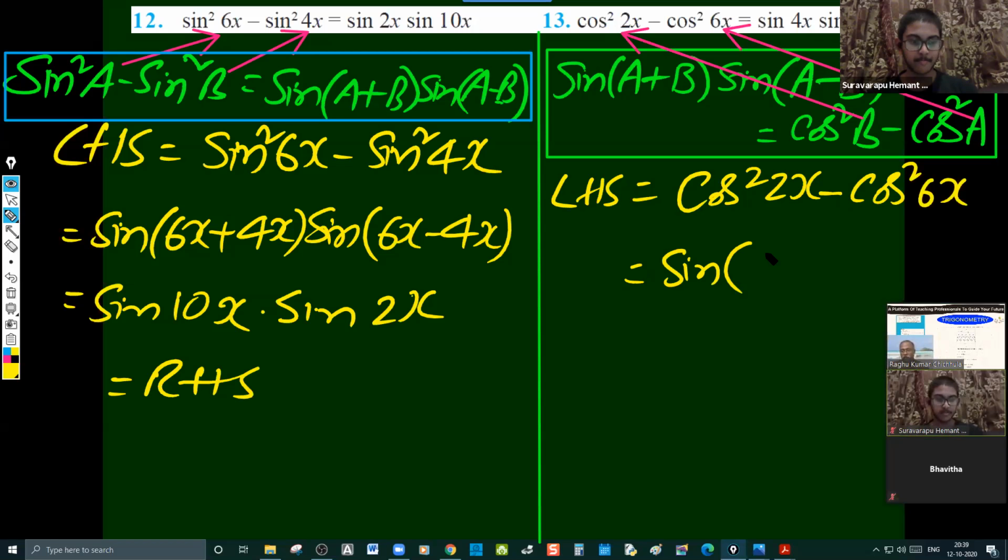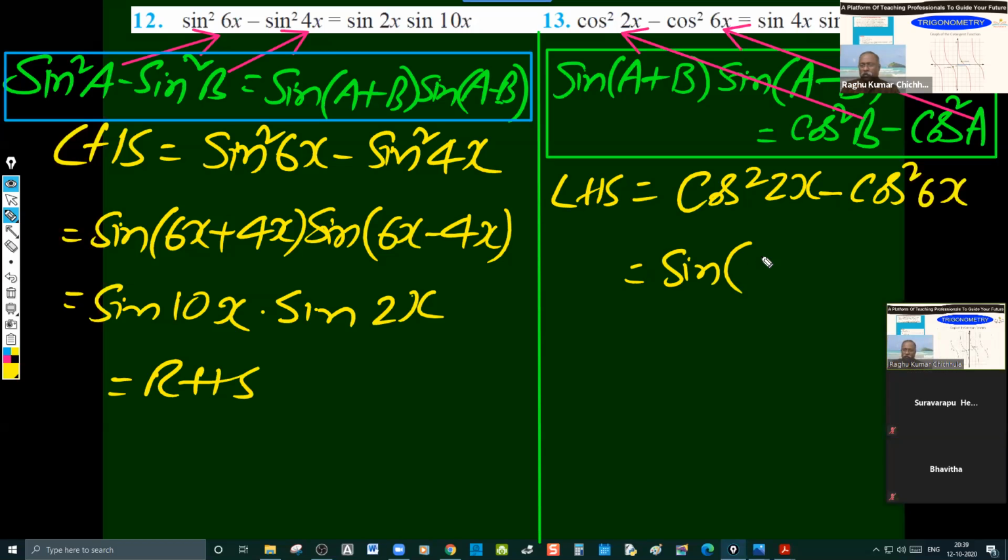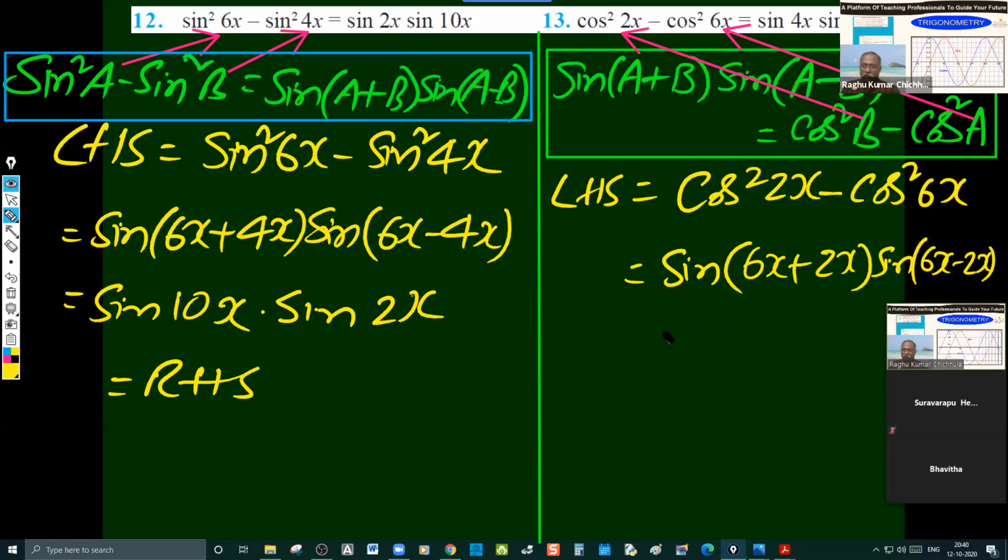Even if you take this as A, this as B, you will get a minus sign out, no problem. Both will be the same. But just to show you that in terms of sine, it is sine square A minus sine square B, and in terms of cos, it is cos square B minus cos square A. I wrote both of them. Now it is A plus B, please. What is A? 6x plus B, 2x, into sine of (A minus B), and A minus B is nothing but 6x minus 2x. So what should be our answer? Sine 8x into sine 4x is equal to RHS. It is done.